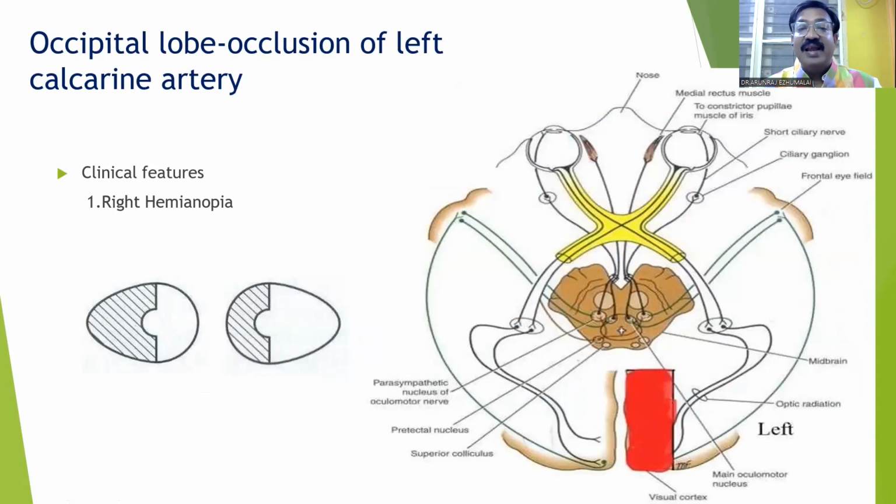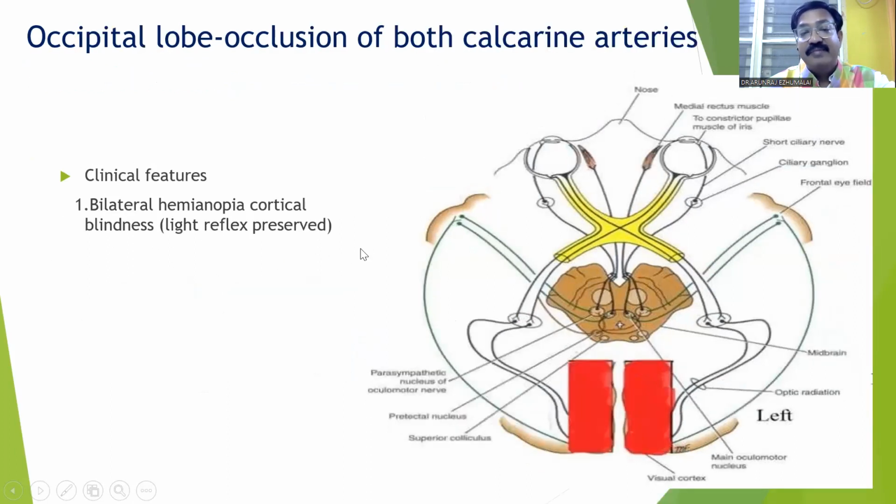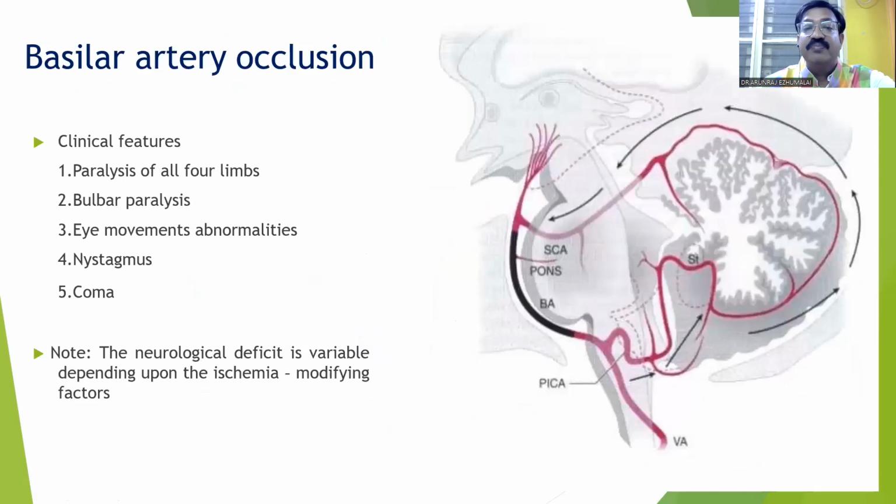So this is the left calcarine occipital area. When this is involved, you can have hemianopia. When the left-sided occipital area is involved, the patient will have right hemianopia. When there is bilateral involvement of the occipital areas, the patient will have cortical blindness.